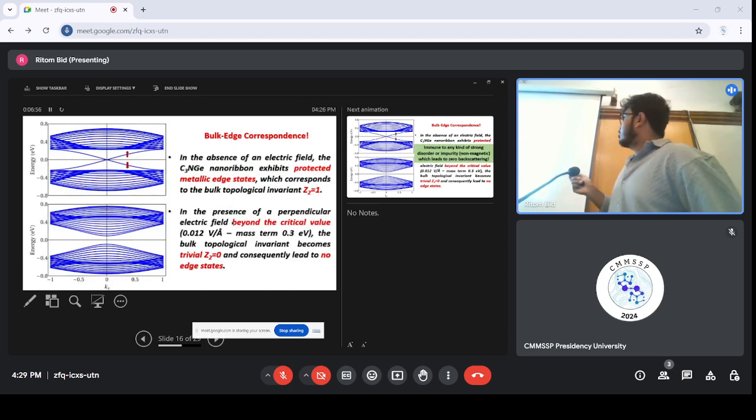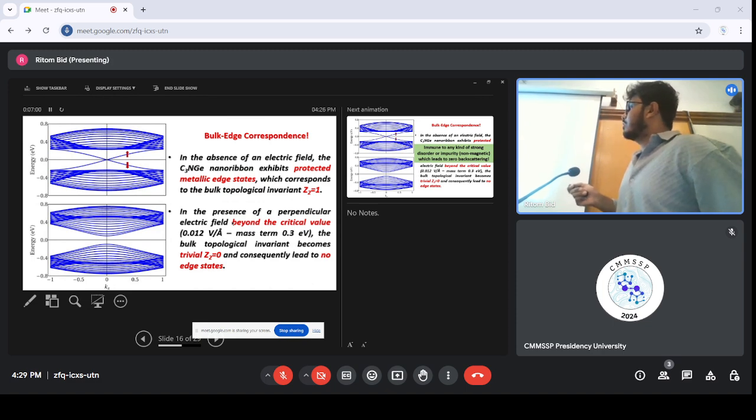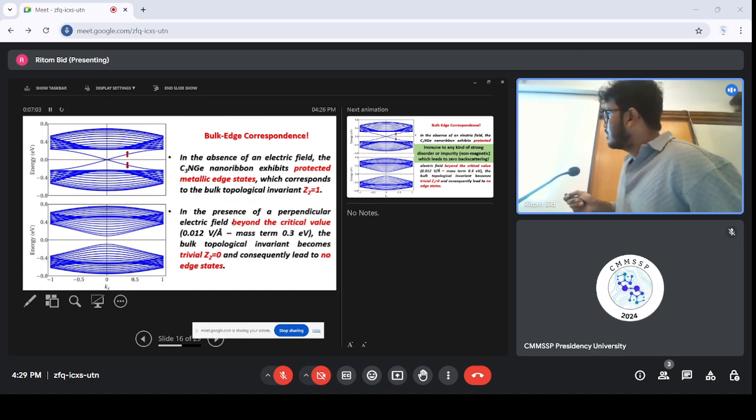And this is the famous bulk-edge correspondence. We have taken a 20 armchair nanoribbon, with non-periodic directions, and plotted the band structure. You can see the topologically robust edge states crossing each other, and the time reversal symmetry ensures the intersection at k equal to 0. You can see the up and down spins are connected at this point.